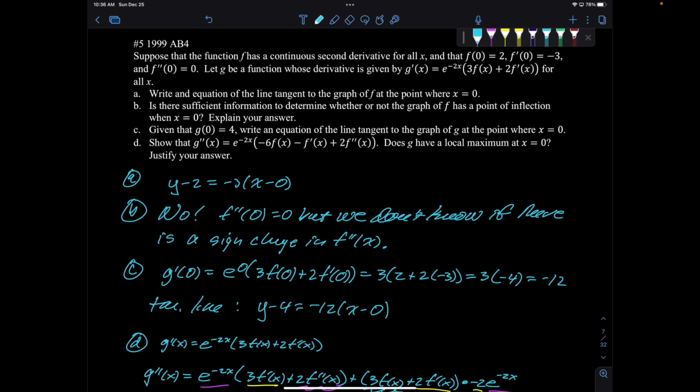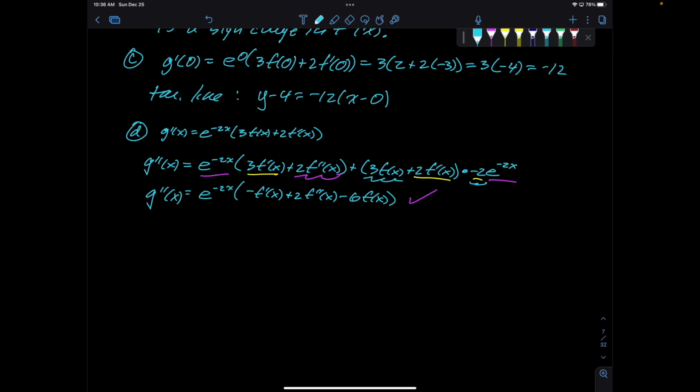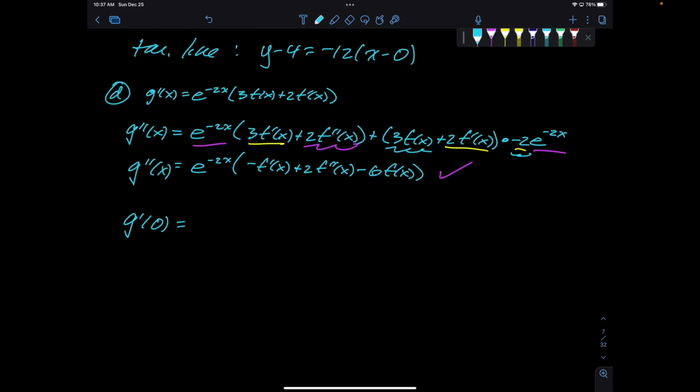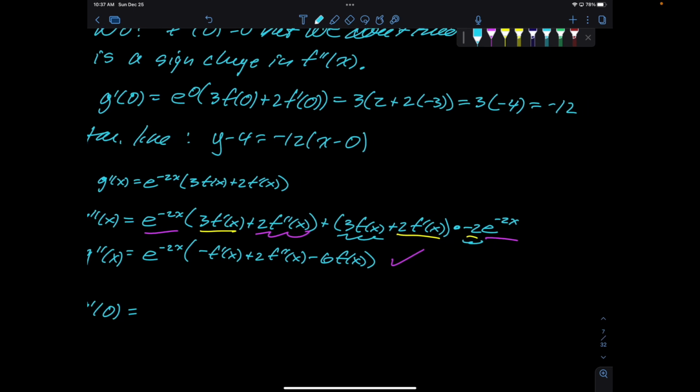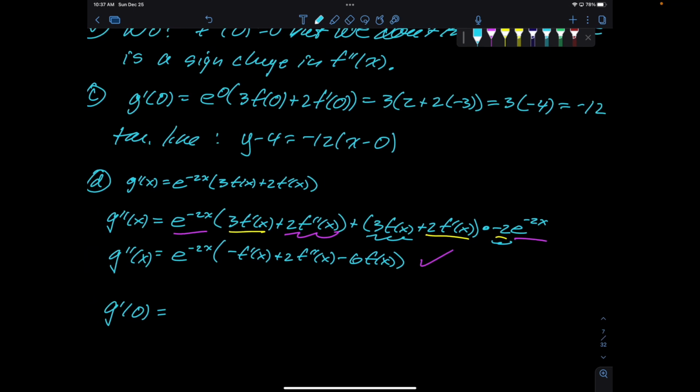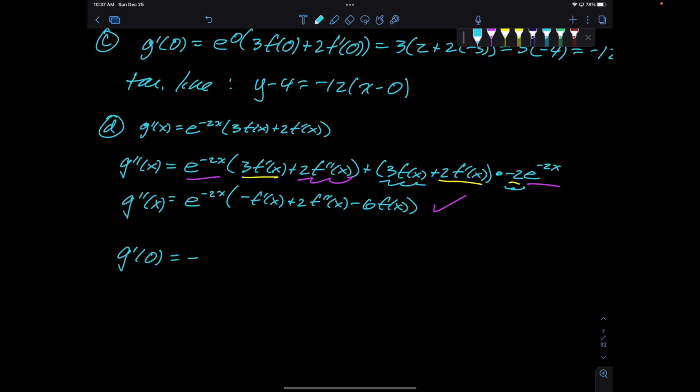g prime of 0 is not given. We need to work it out. Okay, so g prime of 0, I'm hoping is just 0. Or actually, I'm kind of hoping it's not 0, because then definitely we know that it has neither max nor min. Did we do this? g prime of 0, I got g prime of 0 is negative 12, which means there's no way there's a max or min there, which makes me feel like maybe I got g prime of 0 wrong.